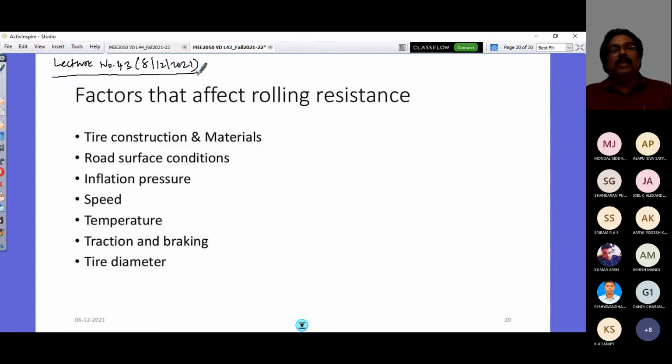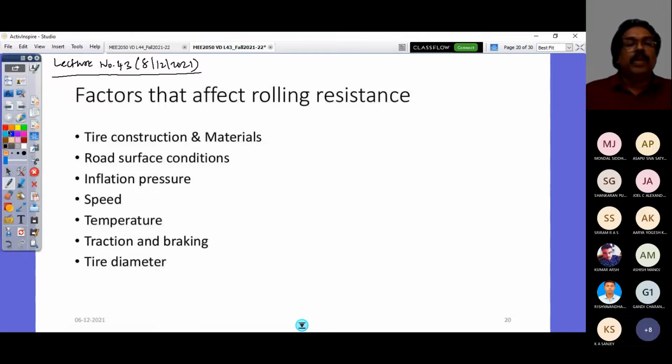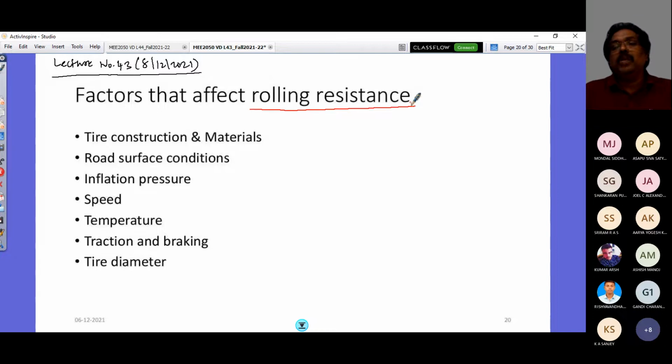In today's class, we are going to understand an important force called the rolling resistance force. The rolling resistance force is not going to aid the forward motion of your vehicle. It is the resistance to the forward motion of the vehicle, and it is always present in a rolling tire. That's why it is called rolling resistance. How is it manifested? Let us first understand how this force is generated at the tire-road interaction.